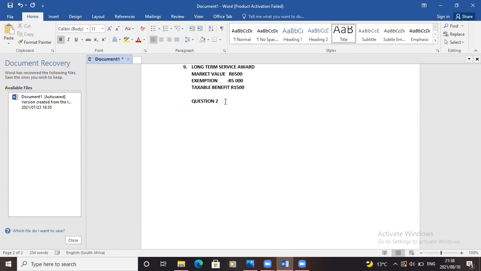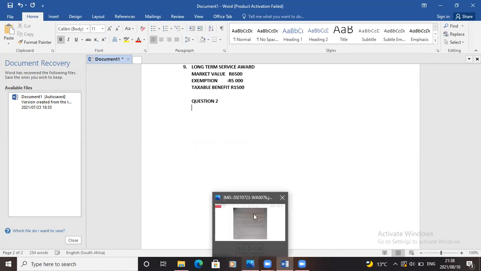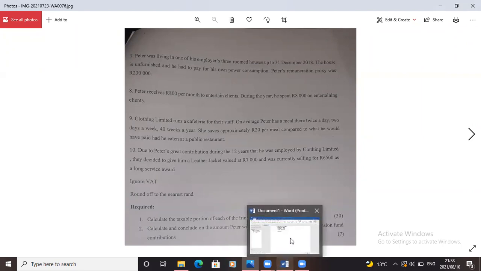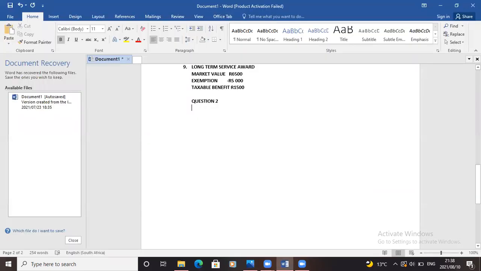Okay, I assume both you guys are okay. So let's move to requirement number 2. For requirement number 2, to calculate and conclude on the amount Peter will be able to deduct in respect of pension fund contributions, let's look at the steps to calculate a pension fund deduction.